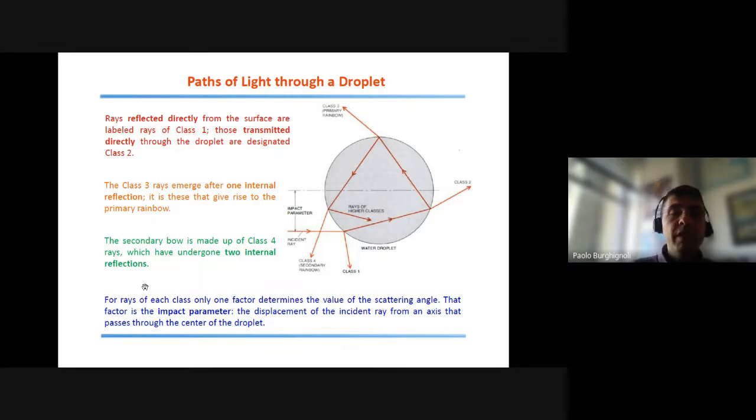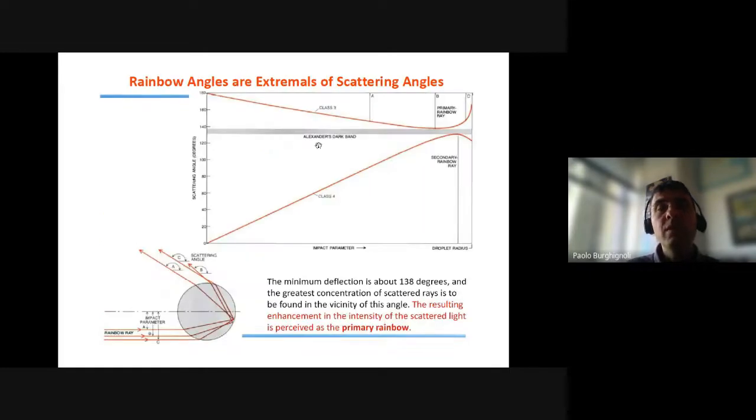Now, consider that for rays of each class, only a single factor determines the value of the scattering angle, which is the angle of the exit ray, and that factor is the impact parameter. So how far is the incident ray from the axis of the sphere? If you study the dependence of the scattering angle on the impact parameter, you will be able to predict the rainbow angles. This is done in this figure, in which you can see in the upper red curve the dependence of the scattering angle for class 3 rays as a function of the impact parameter on the horizontal axis.